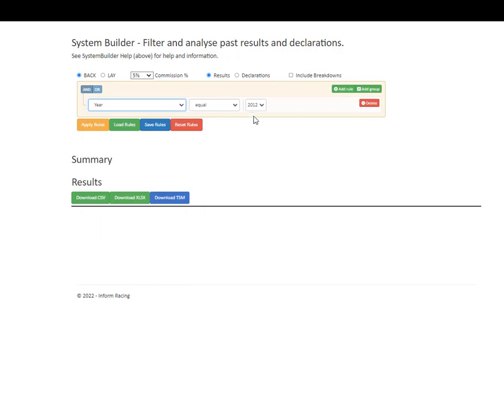the rule for the year, and I'm just going to look at this year first of all. I always start off, just to get an idea, by starting with the latest year, so I'm going to put greater or equal to 2022, which is going to show all of this year.